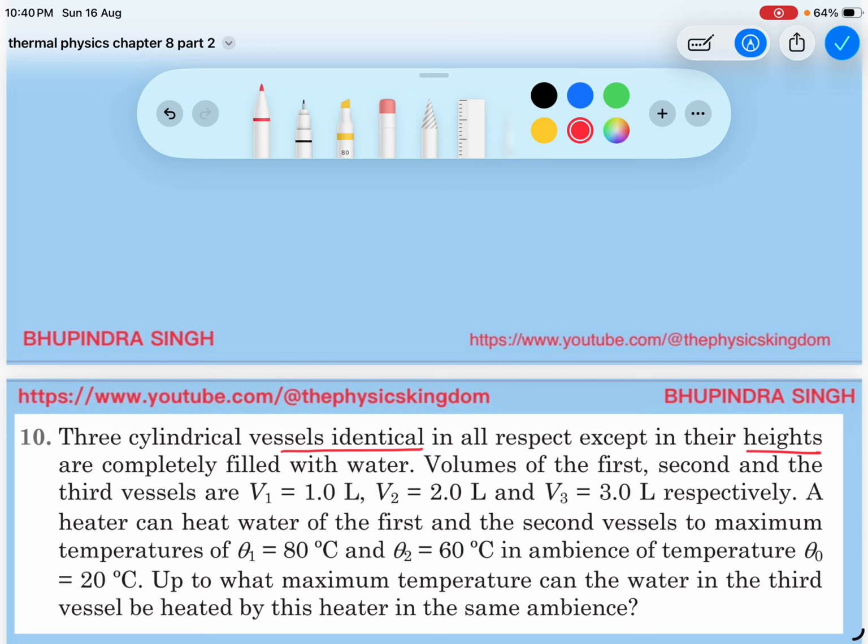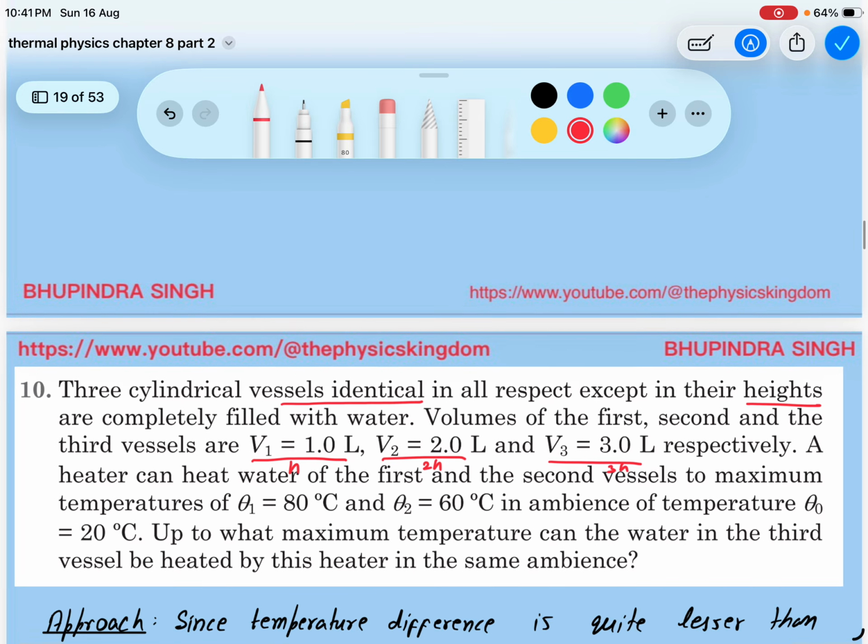Volume of first, second and third vessels are 1 liter, 2 liter and 3 liter. So if only heights are different, I can consider that height of first vessel is h, second vessel should be 2h and third vessel 3h, right? Because volume is pi r square h for a cylinder, the pi r square thing is same. So V2 is 2 times V1, so height should be 2h, V3 is 3 times V1, so height is 3h.